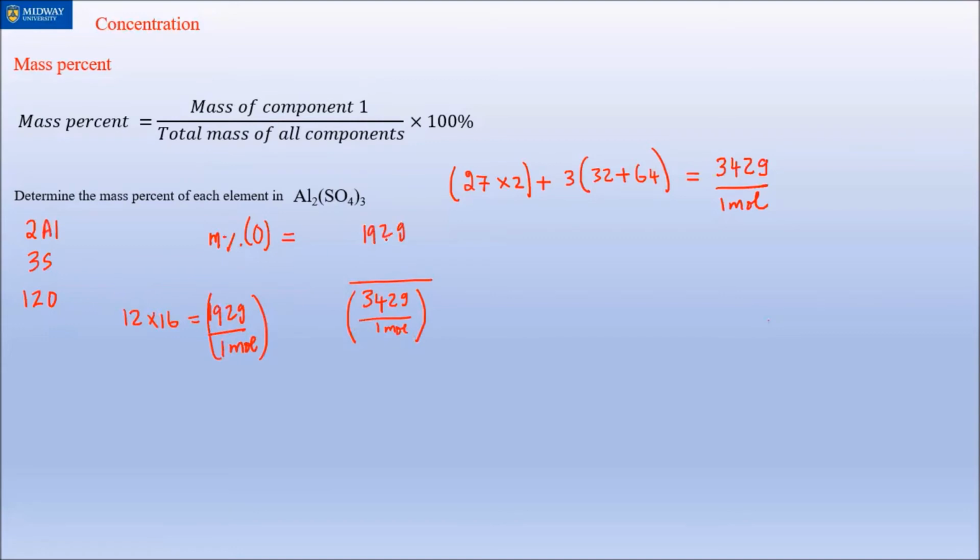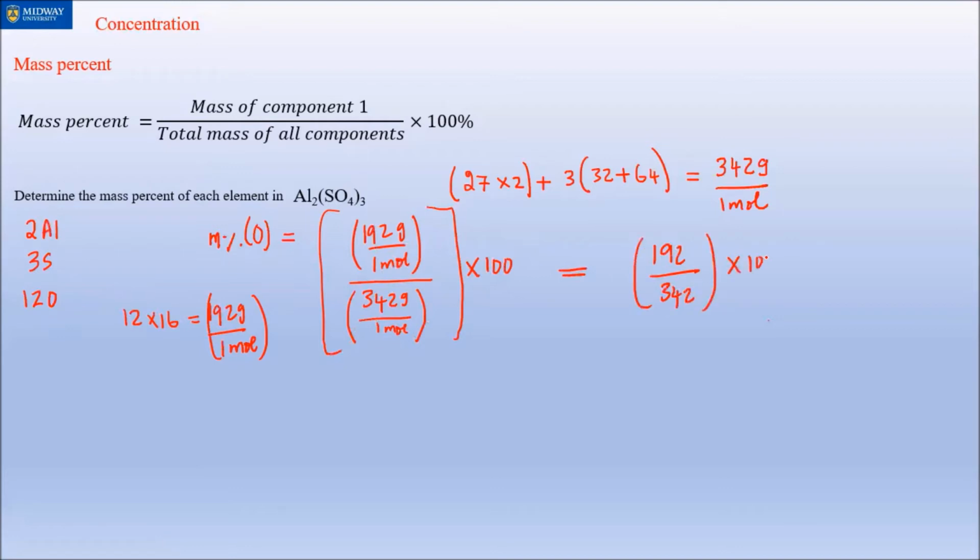192 grams over 1 mole. This whole thing is multiplied by 100 because it's a percentage, right? Now keep in mind, this is simply the same as writing 192 over 342 times 100. Why? Because the units are exactly the same. So in a nutshell, 192 divided by 342 times 100 is 56%. That makes sense, right? Oxygen seems to be a major proportion of this compound.